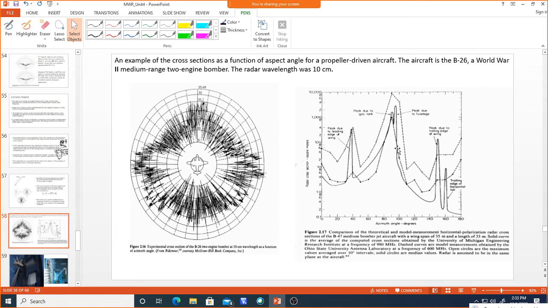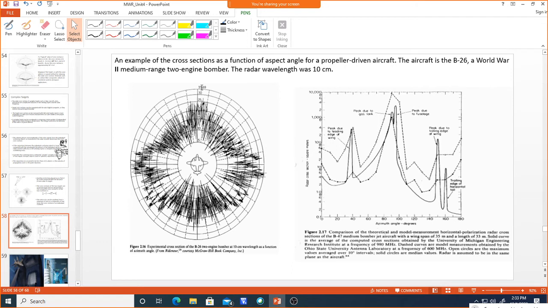Different universities, like the University of Michigan and Ohio State University, have measured data giving the RCS with respect to the azimuthal angle at different angles. So what is the RCS of this aircraft or ship?